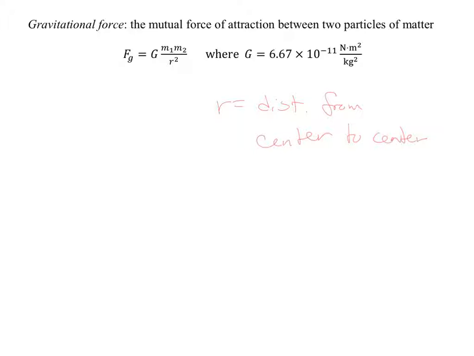Gravity is only an attractive force. It is not a repulsive force. It can't push two things apart. It can only pull them together. Gravity is based directly on the masses of the two objects at hand and this constant. It is based inversely on the square of the distance between their centers.